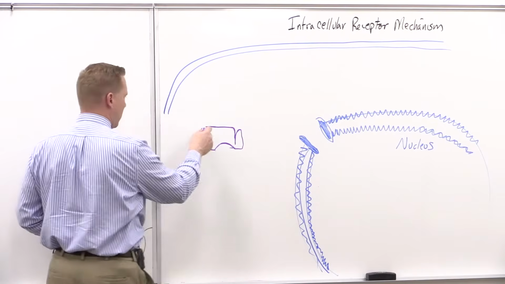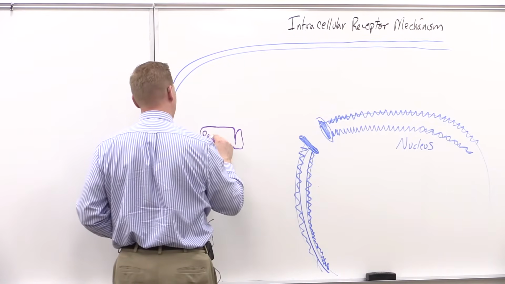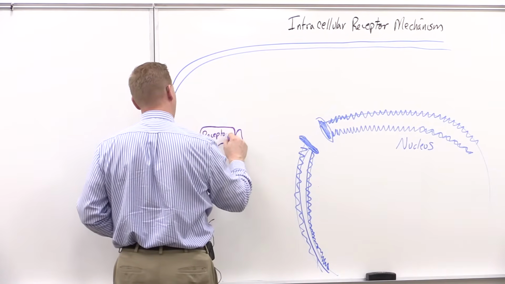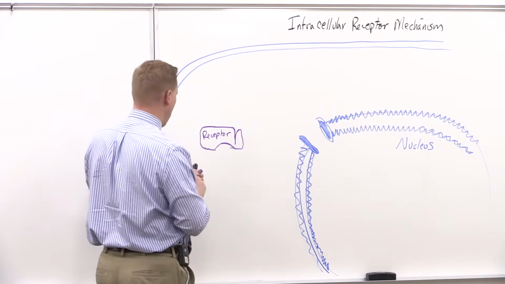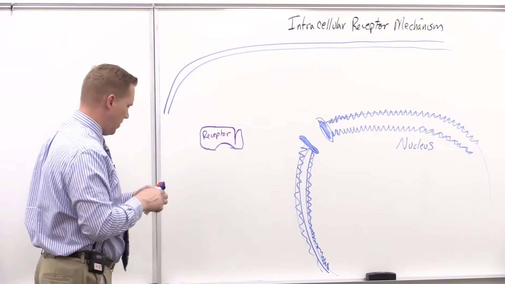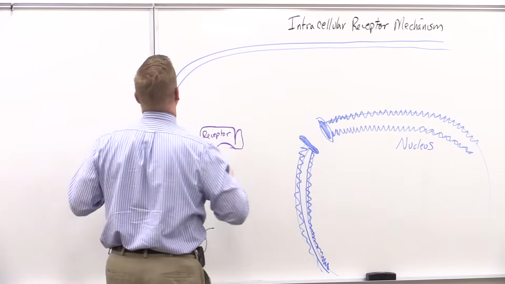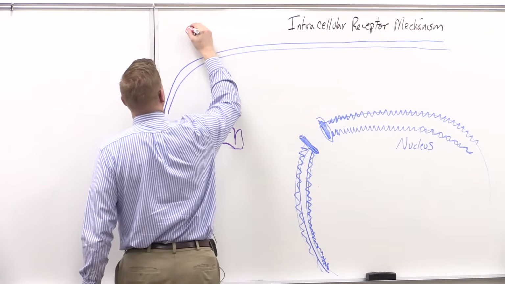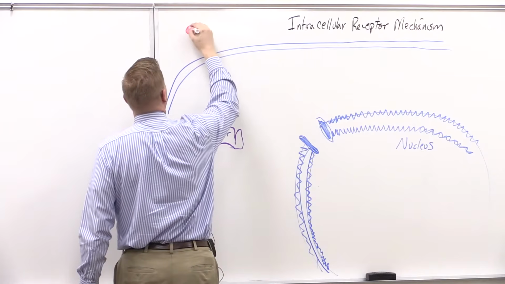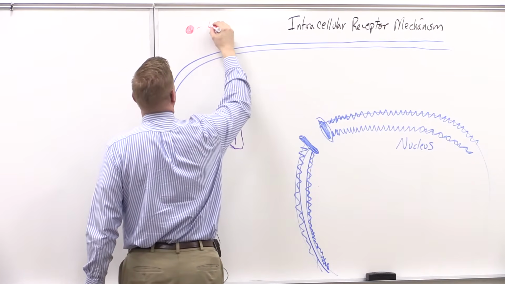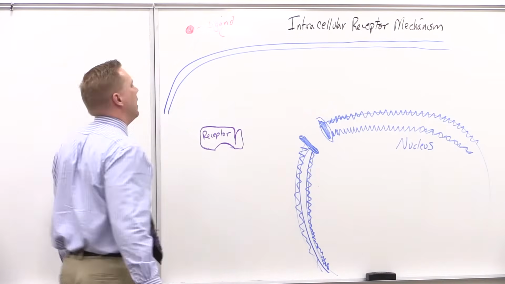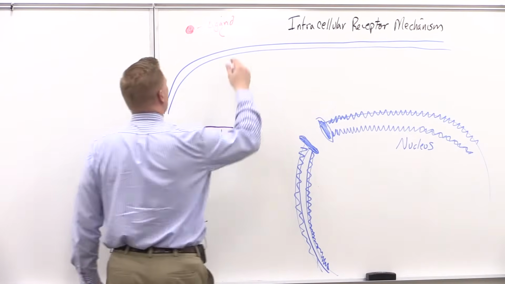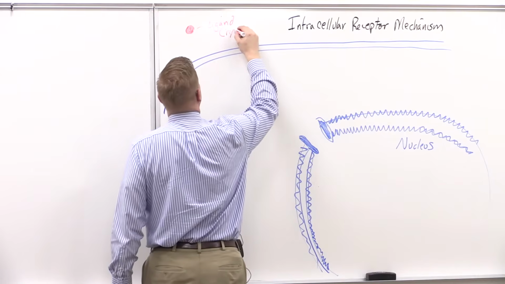Okay, so here's my intracellular receptor. That's one of the players. And then we're going to need a ligand. Now in this case, the ligand itself, we're going to put outside the cell, and that's going to be our ligand. And in this case, the ligand itself has to be somewhat hydrophobic.